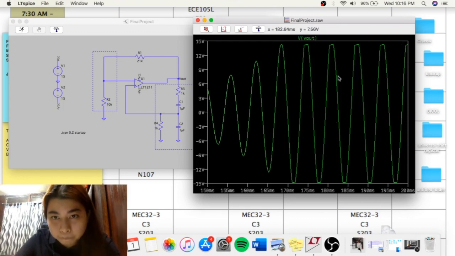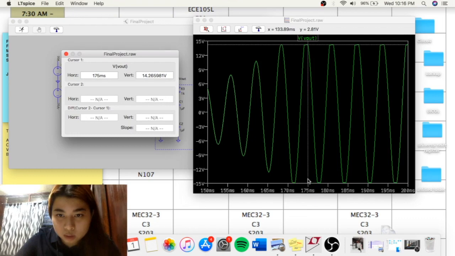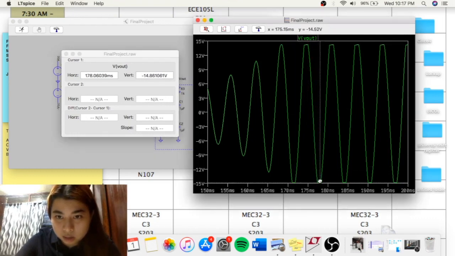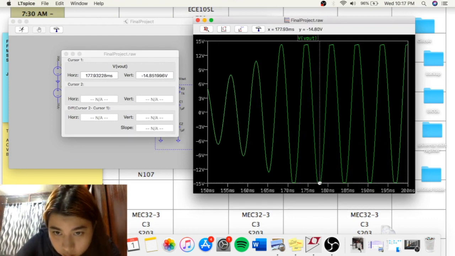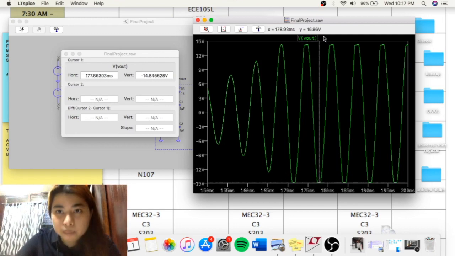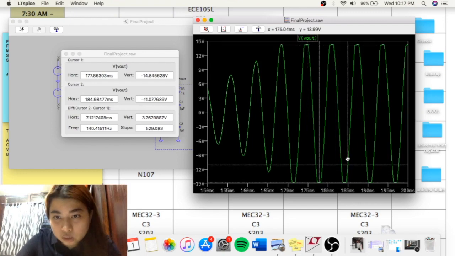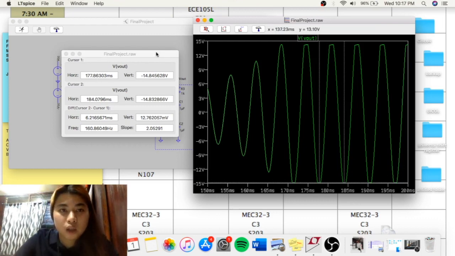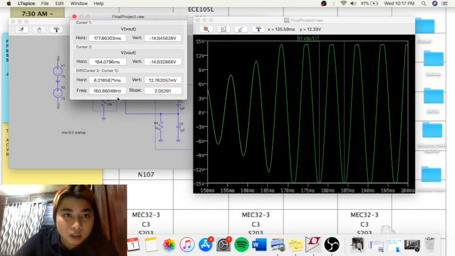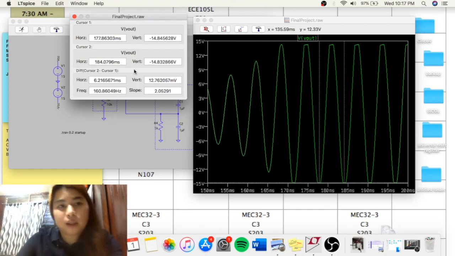Click the V out and adjust the cursor. Let's say this. Click the V out again, then adjust the cursor too. There you go. So, looking at these, we can see that the frequency is equivalent to 160 hertz. Let's check if in the computation, using the formula 1 over 2 pi times R times C, it is equal to 160 hertz. Let's check.